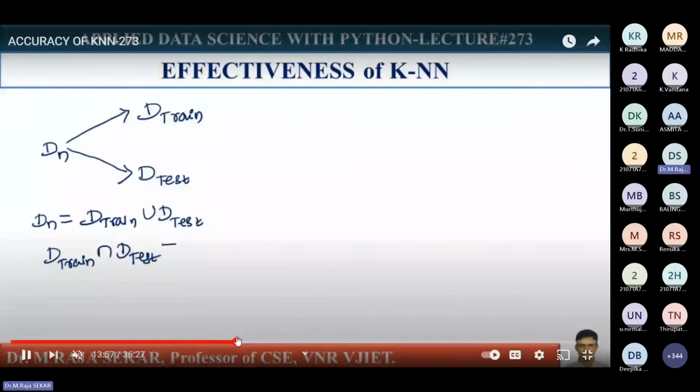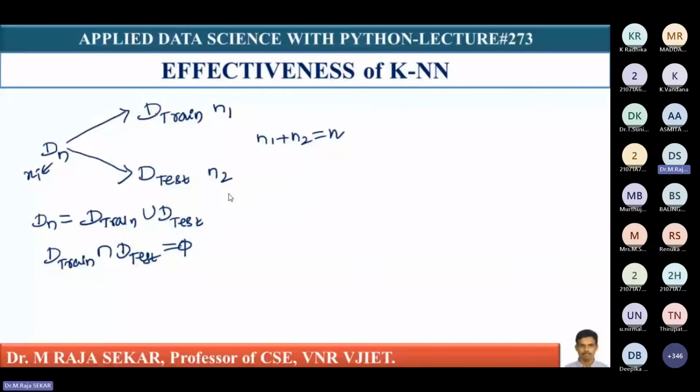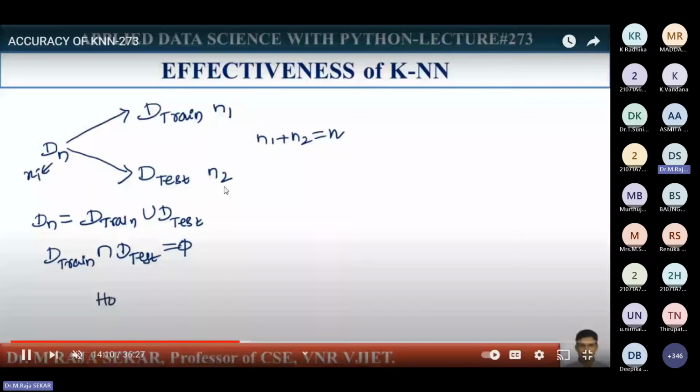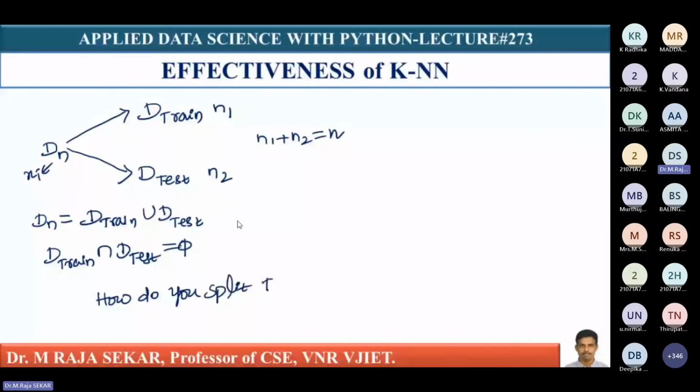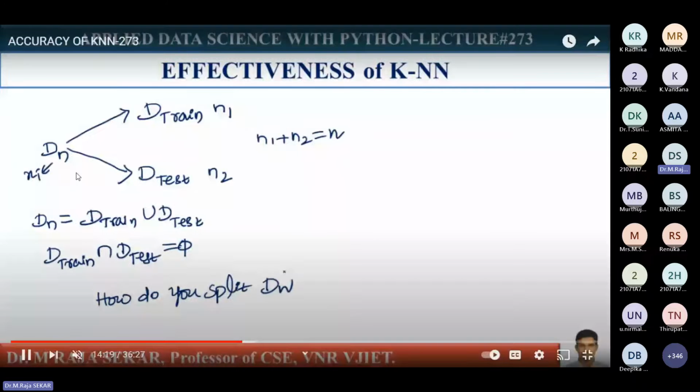What I did, this is Dn. I'm splitting it into DTrain and DTest. In DTrain, I am keeping n1 points. Please don't get confused about the training of KNN. Just for my convenience, I am splitting this data set. If you speak strictly, there is no hardcore training for KNN. It's just a matter of loading all the points in RAM. That's it, nothing more than that, isn't it? Anyway, this is just for my convenience.